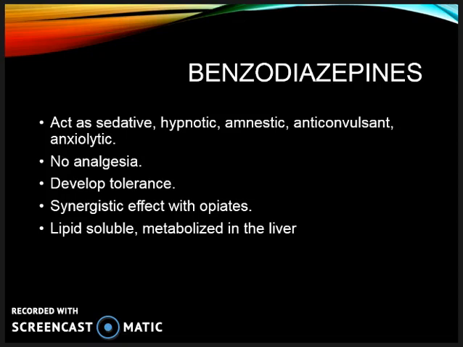Benzos are a type of medication frequently used. It induces sedation and decreases anxiety. It is not a pain medication, so pain will need to be assessed. However, when used with pain medications and opioids, it does produce a synergistic effect.